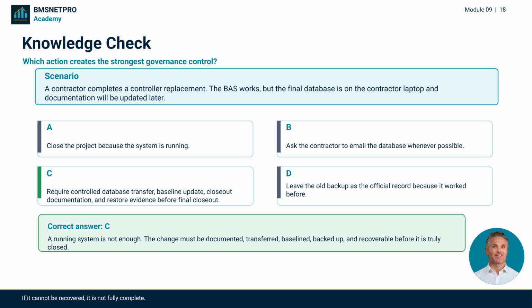The correct answer is C. Project closeout requires controlled database transfer, baseline update, documentation, and restore evidence. A system that works today but cannot be recovered tomorrow is not fully governed.